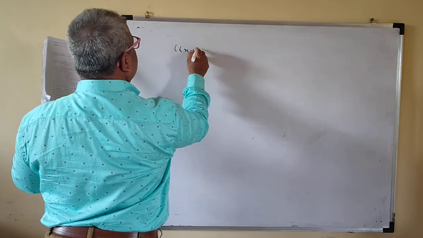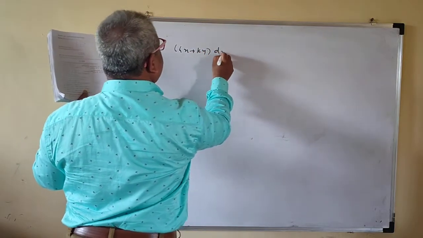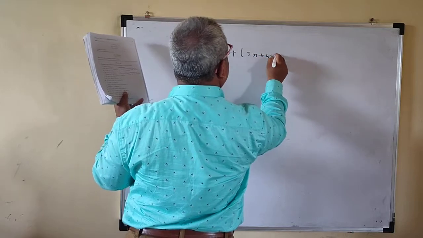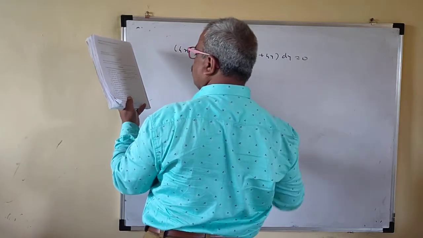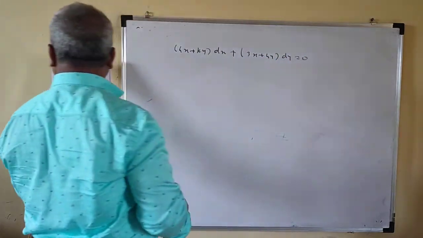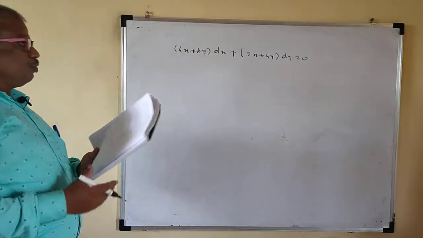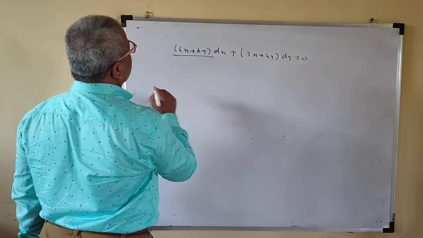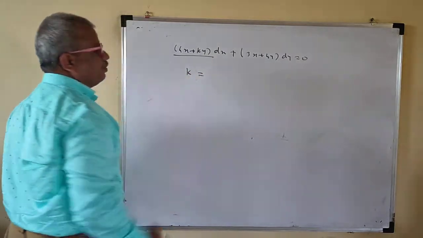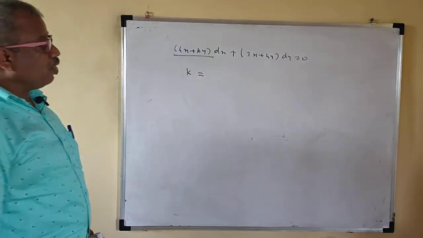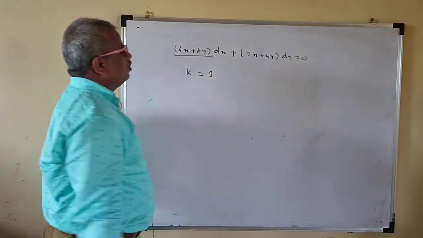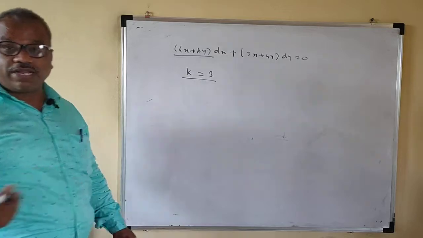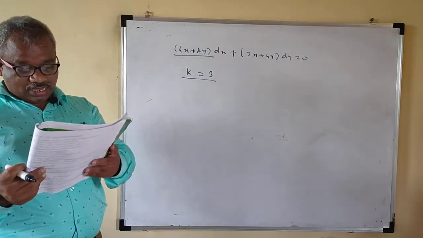Suppose (4x + ky) dx + (3x + 4y) dy = 0 is exact. You have to find the value of k. So ∂M/∂y is k, and ∂N/∂x is 3. Okay, you got the value of k.